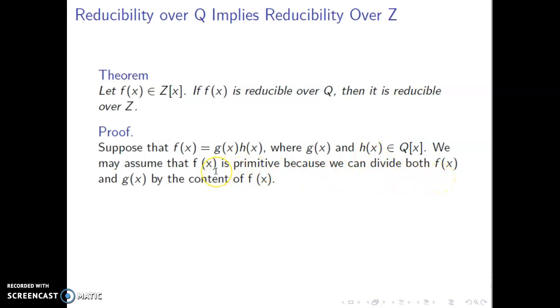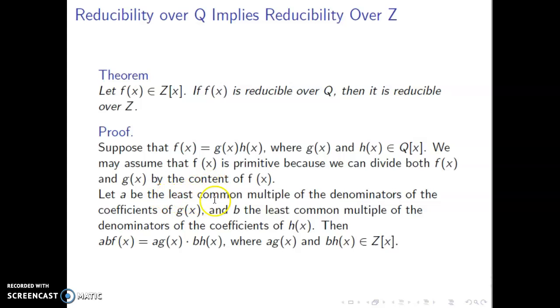We can assume that f(x) is primitive, because if it is not primitive, obviously we can divide both f(x) and g(x) by the content of f(x). Let a be the least common multiple of the denominators of the coefficients of g(x), and let b be the least common multiple of the denominators of h(x). Then a times b times f(x) is equal to a times g(x) times b times h(x), where a times g(x) and b times h(x) are polynomials over Z.